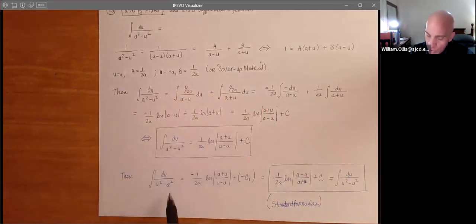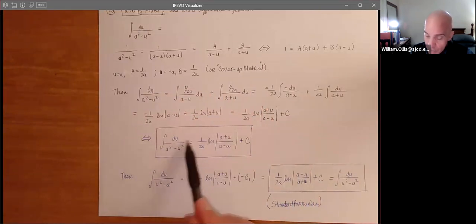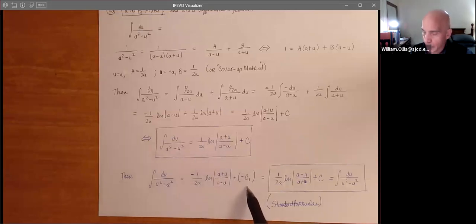But of course, if you look in your integral table, you might also see the integral du of u squared minus a squared, which is just the negative of this. So this is the negative of this, float the negative through. So this will just be the negative of this. Of course, minus C1, call that C if you like. Now you could leave the negative out front, or you can run the negative up to the power and reciprocate.